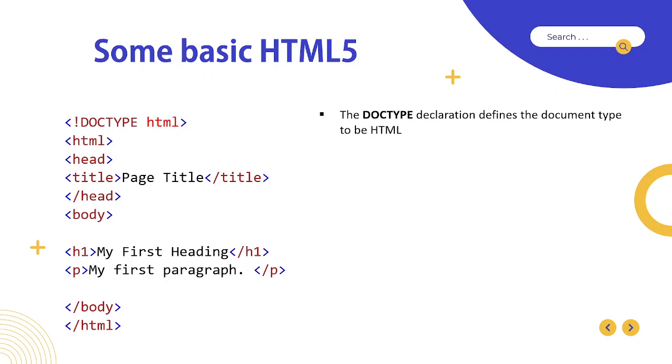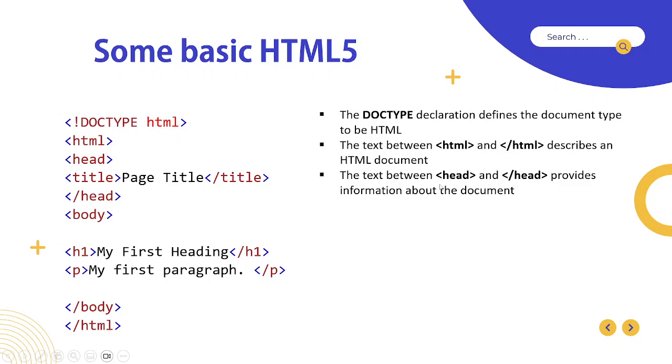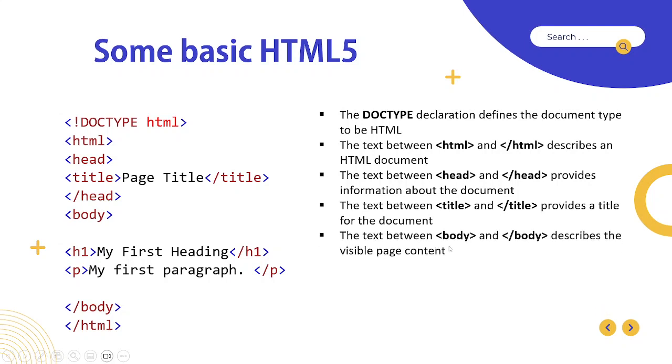The doctype declaration defines the document type to be HTML, and the text between the start tag of the HTML and the closing tag or end tag describes the HTML document. So this one up to this one. Okay, next. The text between head and the end tag of head provides information about the document. The text within title provides the title for the document, and the text within body describes the visible page content.